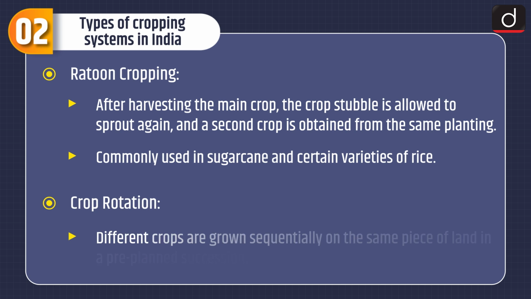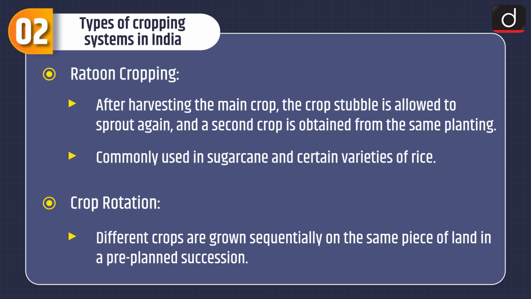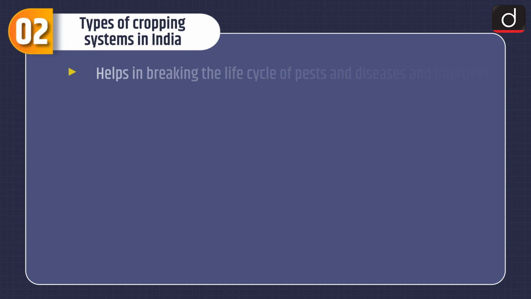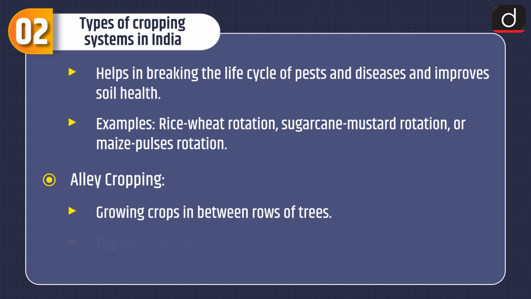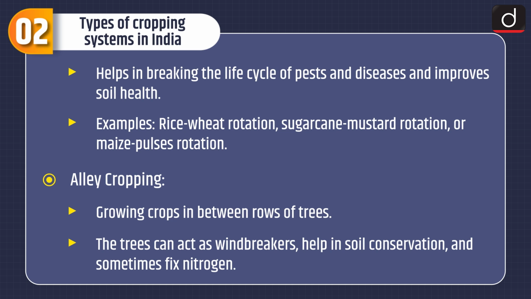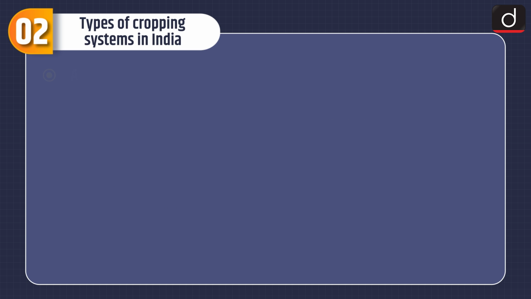Crop rotation. Different crops are grown sequentially on the same piece of land in a pre-planned succession. Helps in breaking the life cycle of pests and diseases and improves soil health. Examples are rice-wheat rotation, sugarcane-mustard rotation, or maize-pulses rotation. Alley cropping. Growing crops in between rows of trees. The trees can act as windbreakers, help in soil conservation, and sometimes fix nitrogen.